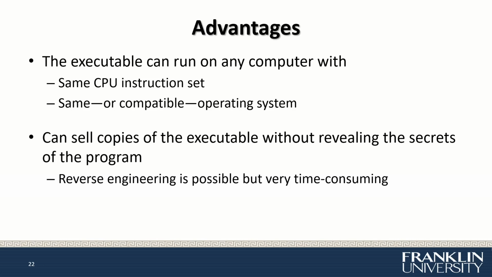The advantages: a compiled program typically runs a lot faster. But you can only run it on a machine that has the same instruction set. So if you compile on Windows, then the program can only run on Windows. If you compile on Linux, then the program can only run on Linux or a different version of Linux. You can sell copies of the executable without revealing the secrets of the code, although reverse engineering is possible.